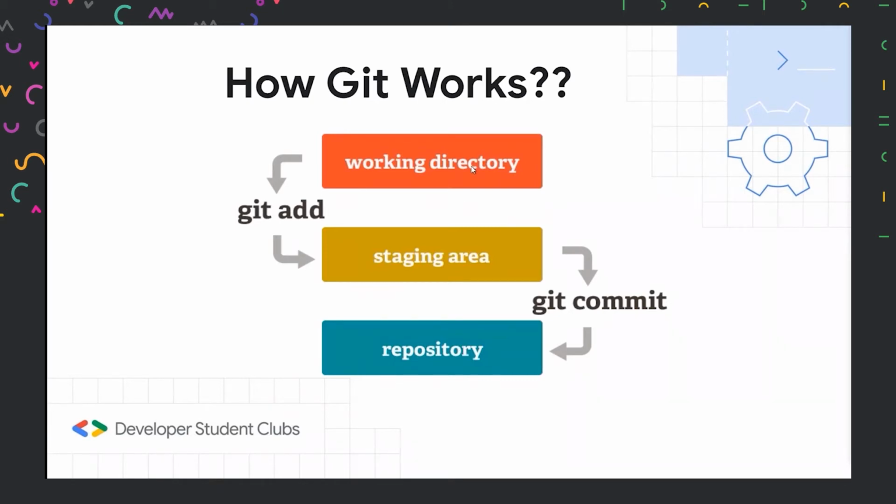So we have a working directory where you're working on your files. We have a staging area where you are keeping it as a verification purpose, whether you want to actually make it into history or not. And then the final history is created in a repository by using git add and git commit commands.